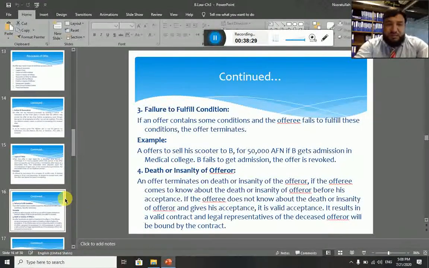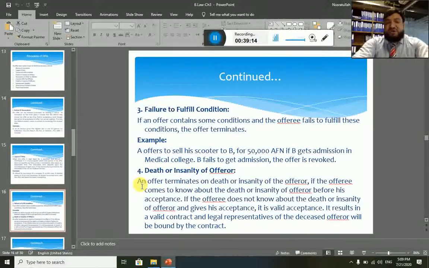Understood? Okay. For example, a company offers its employees that if they get admission in the university and get, for example, 80% marks, the company will pay 50% of their tuition fee. So if someone does not get 80% marks, he cannot accept this offer. This offer is not for him because he could not fulfill the condition. The condition was to get 80% marks. Right? Next one is death or insanity.